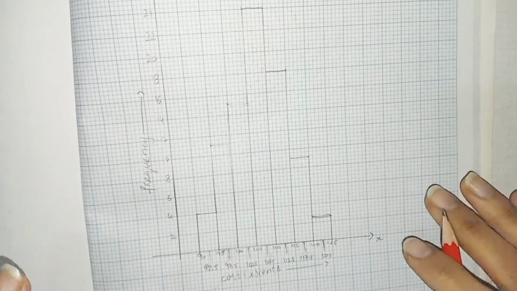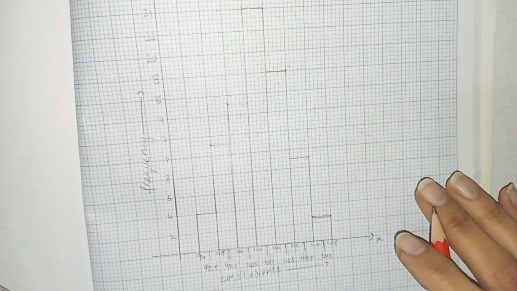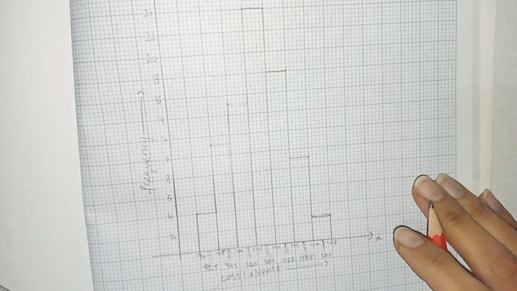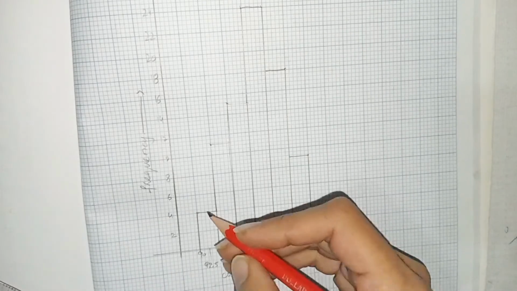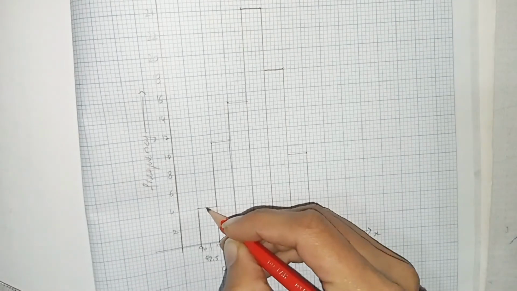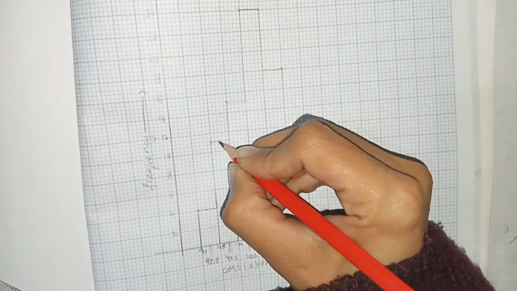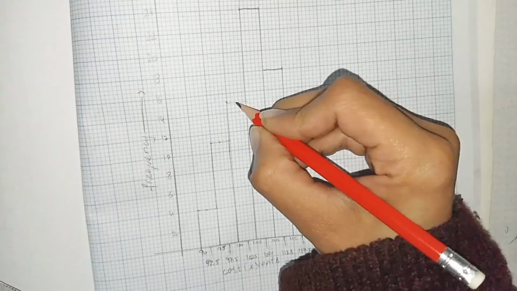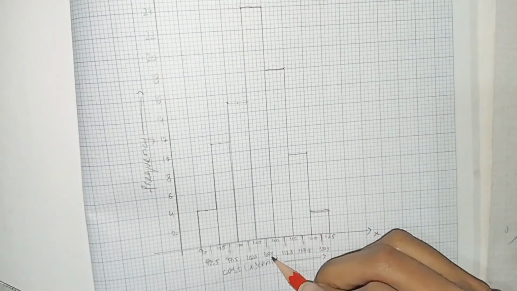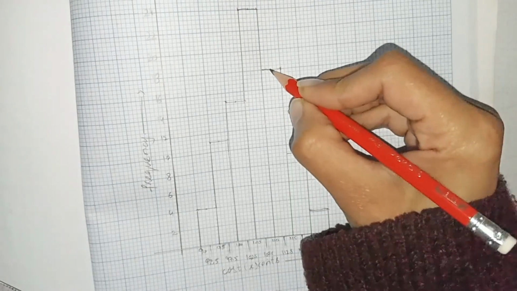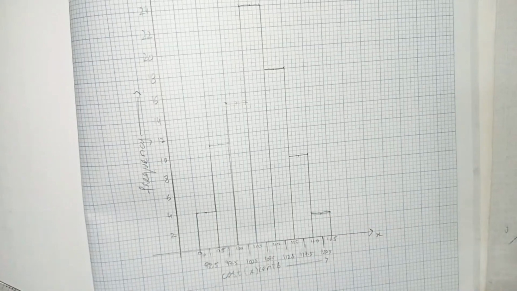Now students, this is our histogram. We also draw the frequency polygon. I already told you that the frequency polygon is between frequency and midpoint. These are the midpoints. 92.5 is this one. And 97.5 is this one. Its midpoint is this one. This is 107.5. Its midpoint is this one, and its midpoint is this one.